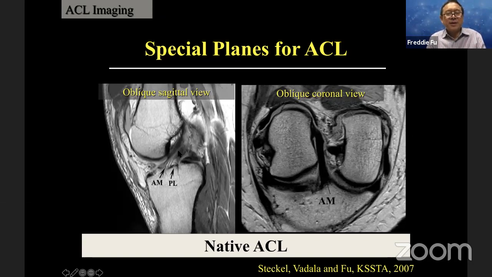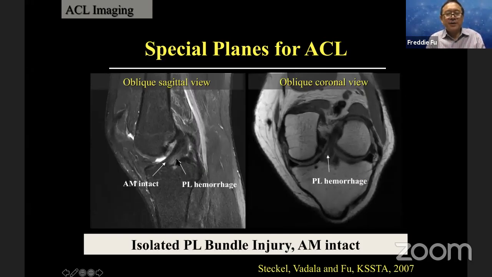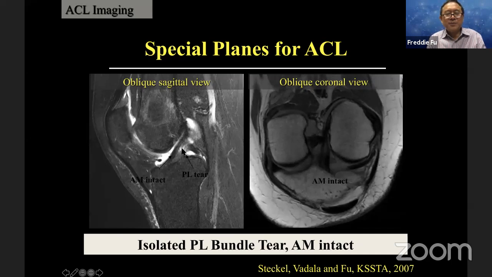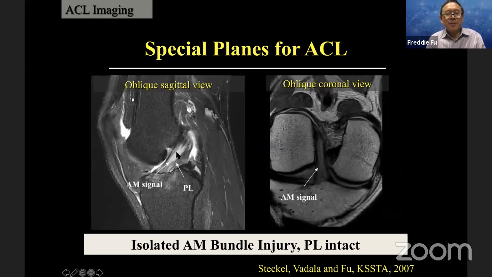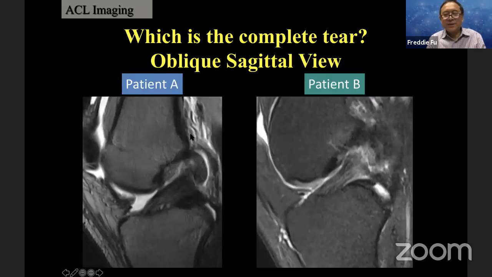So for example, this is a double bundle right here. You can see AM and PL. This is a one bundle tear on the MRI. This is one bundle tear right here. This is one bundle AM tear right here. This is the ACL mid-substance tear, AM and PL right there.